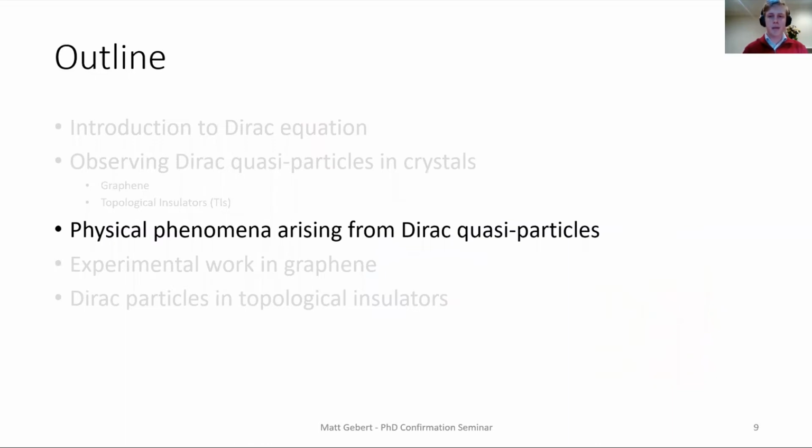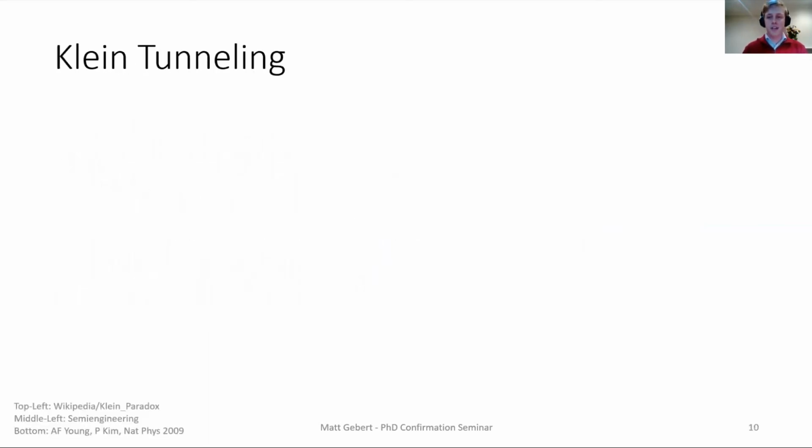So you might be asking, sure, you've got all this theory, but what can I actually observe? What is this actually going to do to affect observations in my materials and real phenomena that I can measure? So I'm going to illustrate a few of these for you now. The first one I want to show you is Klein tunneling.